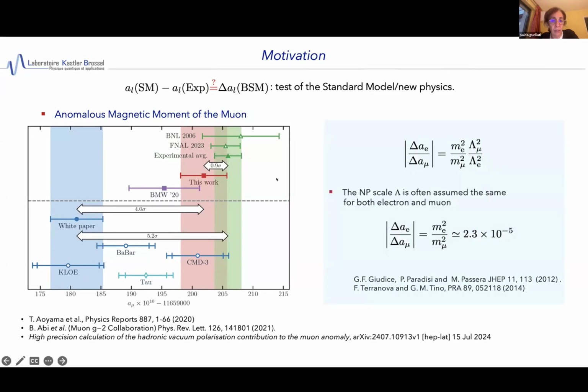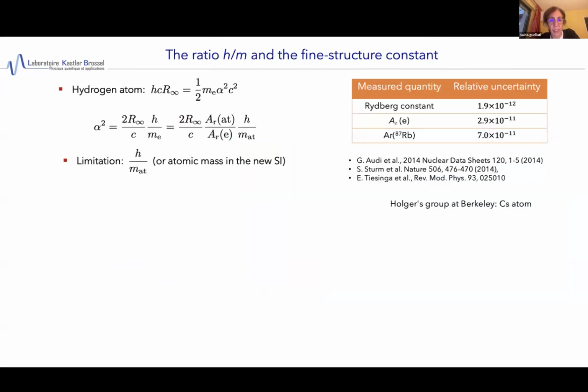The idea also is to improve the uncertainty in the electron sector, because if there is any new physics which could explain this discrepancy, it should be seen in the electron, but the effect on the electron should be small. Assuming that the new physics scale lambda is the same for both electron and muon, the effect should be very small on the electron. That means that if we want to see something, we have to improve both the experimental value of g-2 and also the value predicted by the Standard Model.